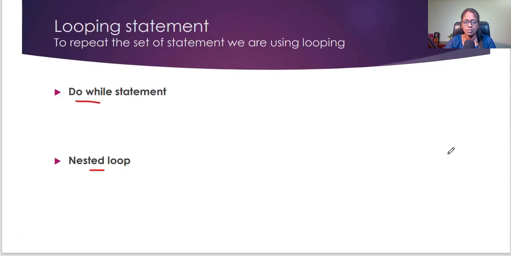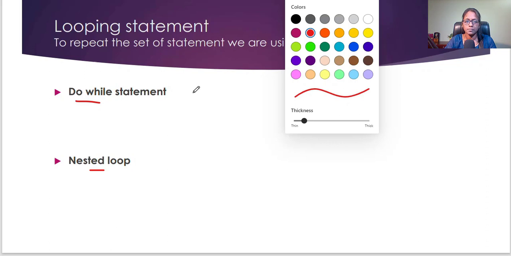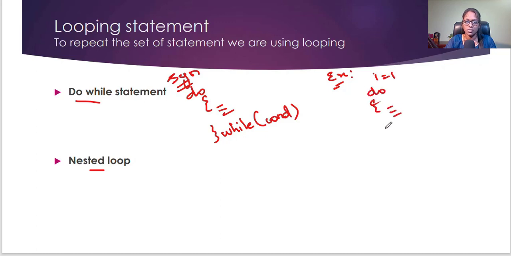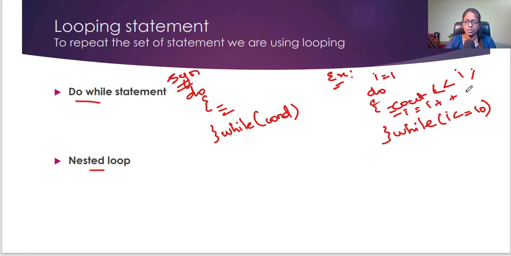And the same thing in a do while loop. The syntax is do, some set of statements, while condition. Okay, so this is the syntax for the do while statement. Example, to print the first n natural numbers: i equal to 1, do some set of statements while i is less than or equal to 10. Inside you can give cout, extraction operator, i, and i++.